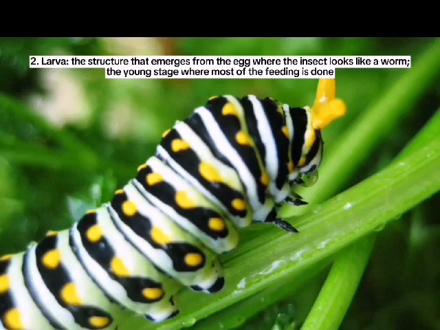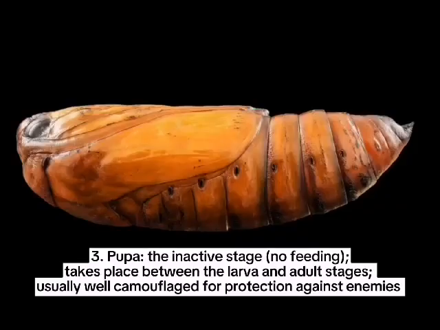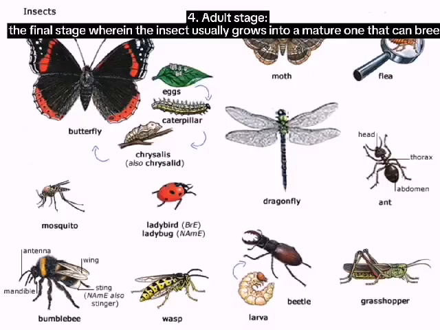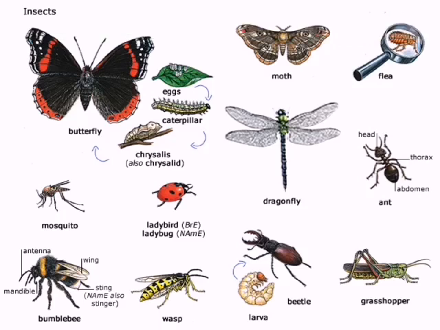Second is the larva, the structure that emerges from the egg where the insect looks like a worm, the young stage where most of the feeding is done. Next is pupa, the inactive stage or no feeding, takes place between the larva and adult stages, usually well camouflaged for protection against enemies. Lastly, the adult stage, the final stage wherein the insect usually grows into a mature one that can breed.